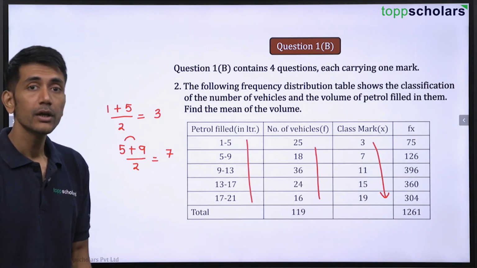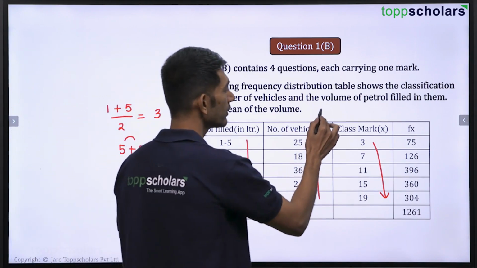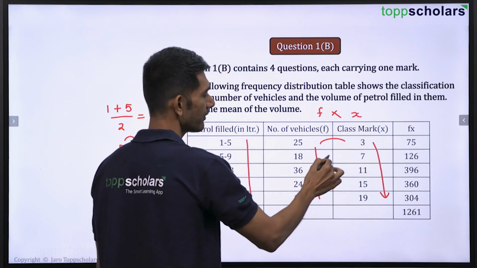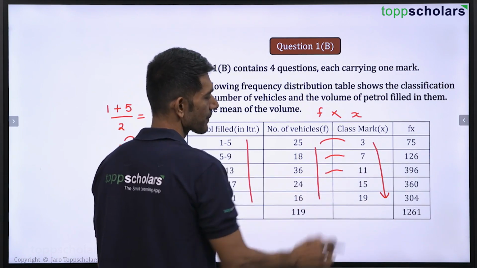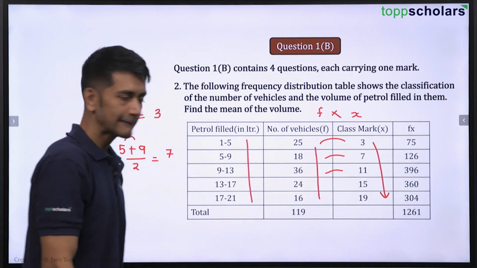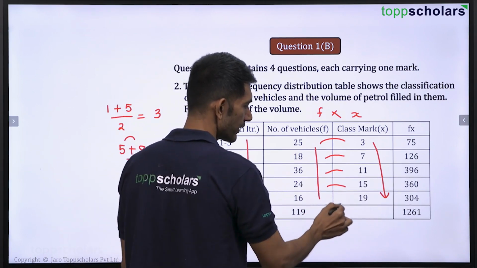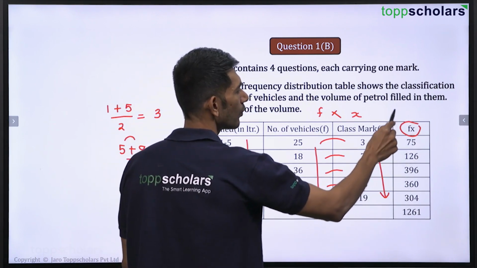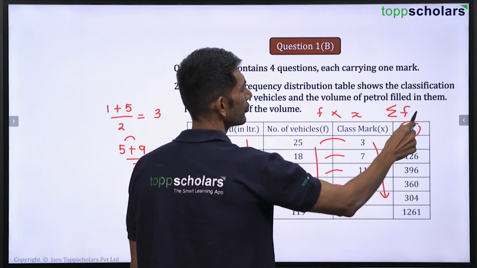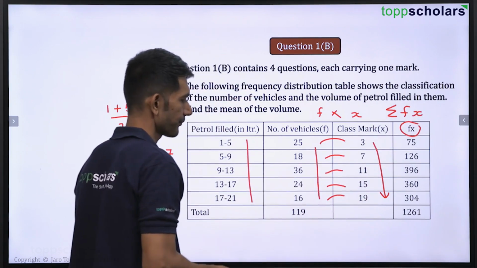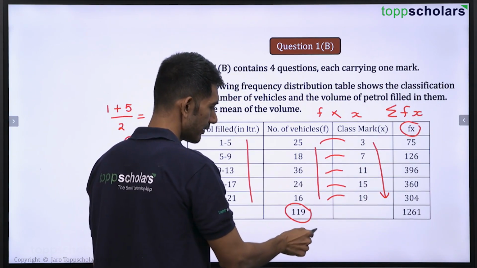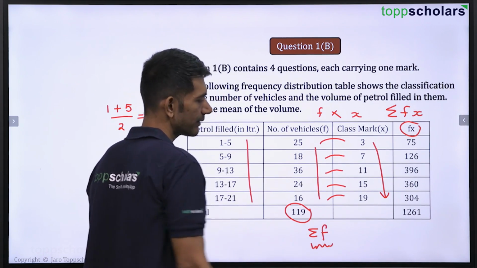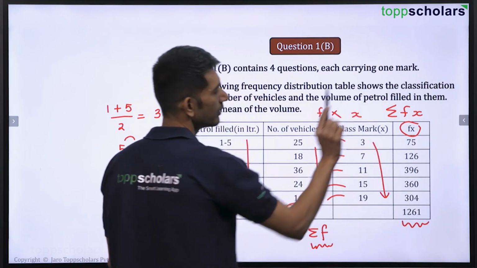Then what you will do? You will find out the product of the frequency and the class mark. Product means multiplication. So 25 into 3, 75. 18 into 7 is 126. 36 into 11, 396. 24 into 15, 360. 16 into 19, 304. Then you will add this. What is the meaning of addition? Addition means summation. So you will do summation fx. And here what you have is summation f. This is the addition of frequency. This is the addition of fx.